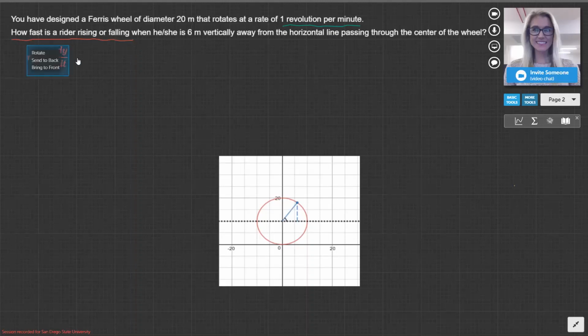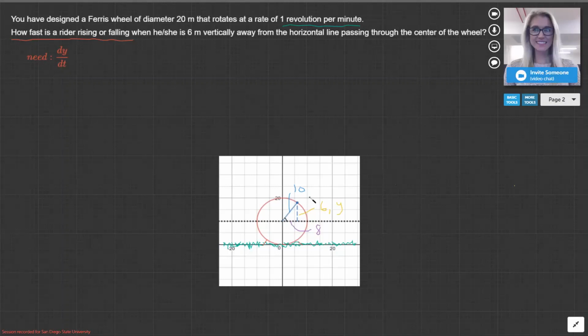So maybe along with this, I graphed first. So I said basically the bottom is like the ground, and so the top would be 20 because it's a diameter of 20. Thus, the horizontal line passing through the center of the wheel is going to be at 10. So what I said was I drew this triangle.